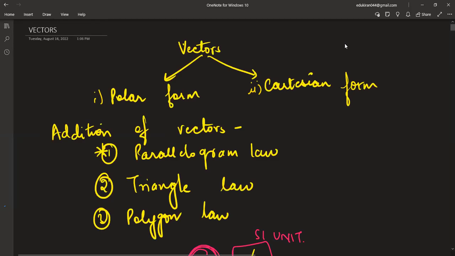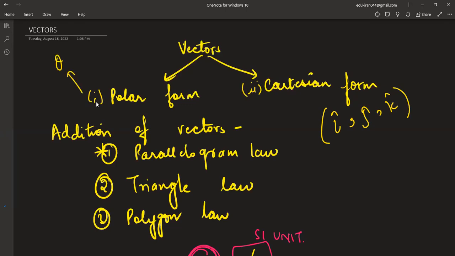See, vectors are actually divided into two groups. One is the polar form, the other is the Cartesian form. Cartesian form we have studied. Cartesian form is the I cap, J cap, K cap. In polar form, we talk about the angle theta, two vectors are there. So Cartesian form is over. Let's start with polar form.